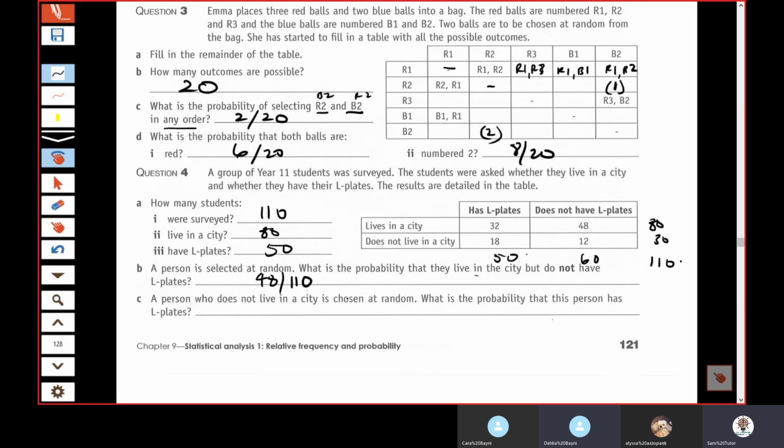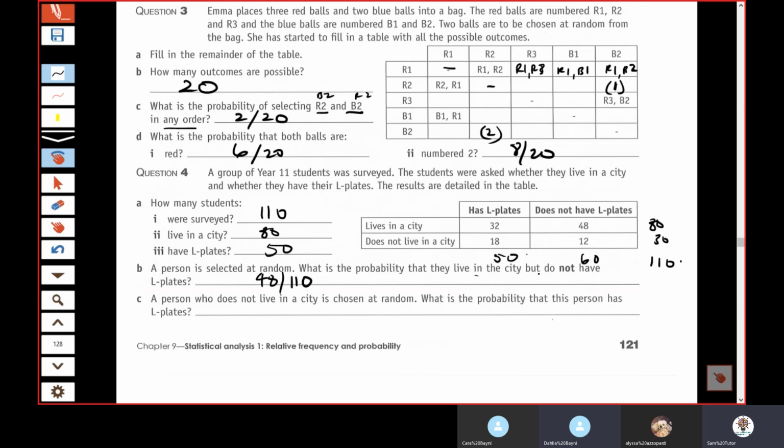But isn't it asking, they live in the city but do not have L plates? But maybe you're right. Hold on. Why do I say first select at random? It's 48 out of randomly out of all of them. No. Oh, okay. It's out of 110. It's a random selection. Okay.